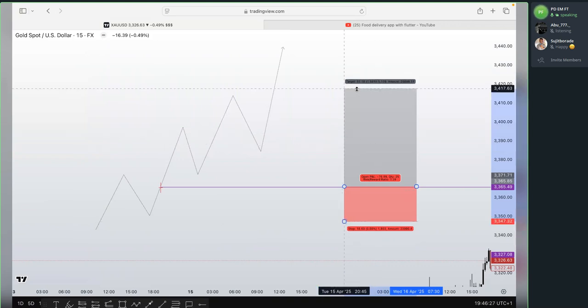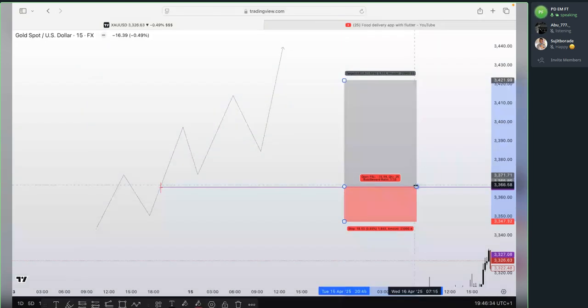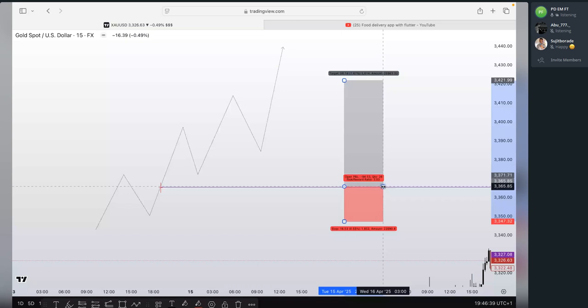Or if you are a risk reward trader like me, you set your risk reward. Personally, I trade 1 to 3. That's very realistic. We don't go 1 to 5, 1 to 10. So it depends on your style and you choose which one to participate in.